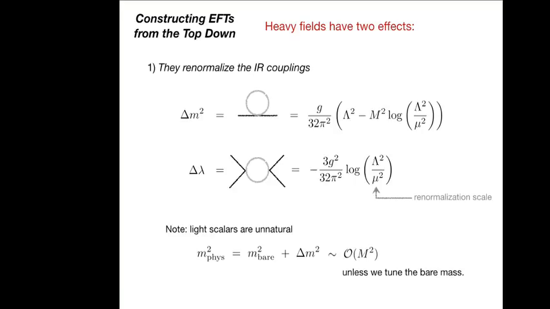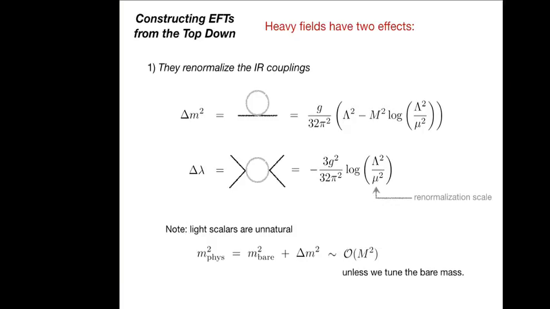Okay, so then let me highlight that there are two effects that these heavy fields can have. So first of all, they can renormalize the IR couplings of the effective theory. So they renormalize the mass, for example, by renormalizing, this is a one-loop renormalization of the propagator, and they can renormalize the quartic coupling in the following way. And so for this toy model, you can calculate what this one-loop correction is to these quantities. So the mass is renormalized like this, for example, and the quartic coupling like that.